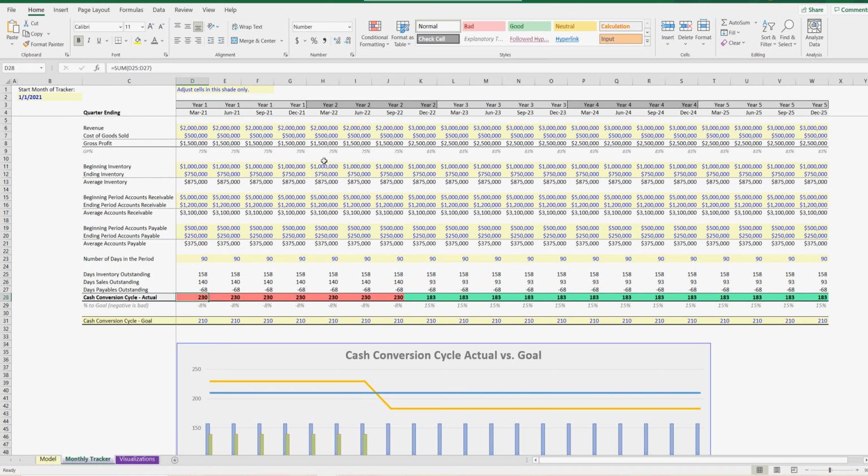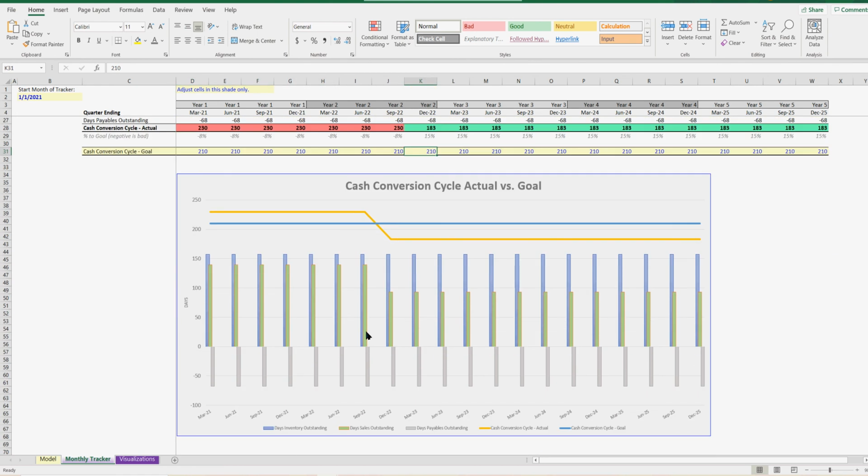Once that's done, I did some conditional formatting here to show if it's greater than or less than a goal. So a higher number than the goal is bad, so it's red. A smaller number is green, that's good. I did a visualization here. So each bar is what adds up to the actual. So this plus this minus the payables equals this yellow value.